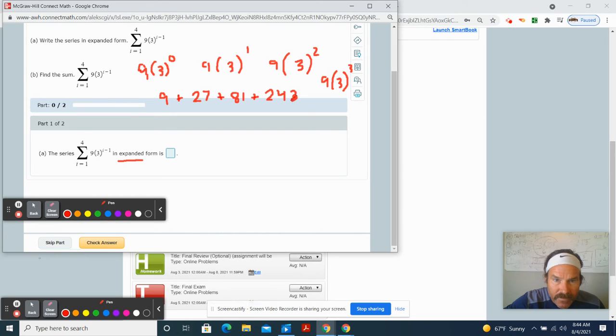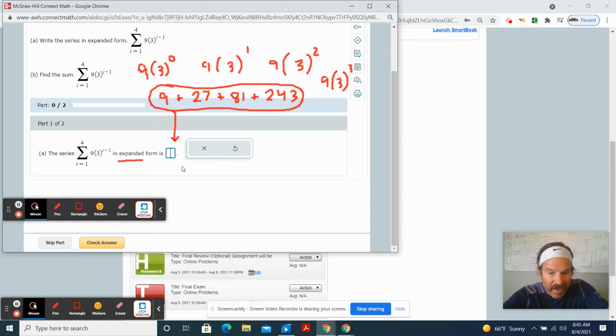Okay. So this is what we put in the box right here. We put that exact answer; we don't want to add them up yet. We want to write it in expanded form. So you actually type that in: 9 plus 27 plus 81 plus 243. Check your answer.